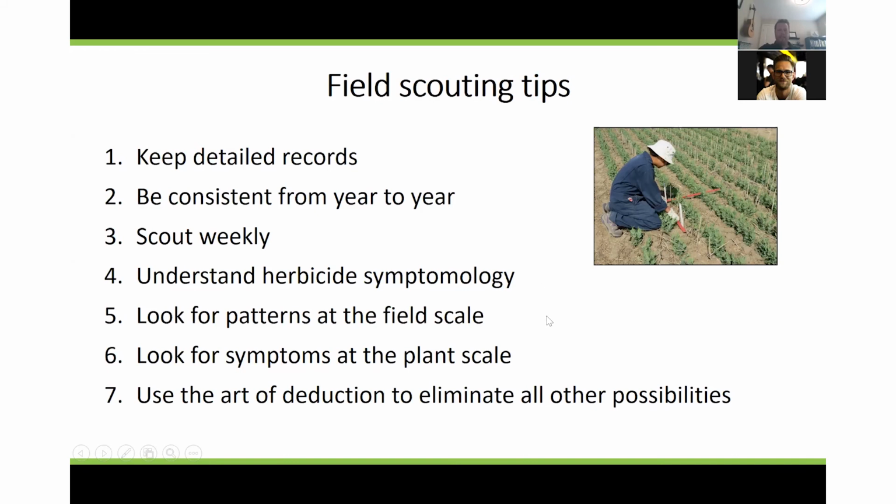So in addition, understand the symptomology of the herbicide mode of action that you used in the field. So what are you looking for, and how long does it take to actually see those symptoms? With a herbicide like glyphosate, for example, complete symptoms may not show up for 3 weeks. Then looking at, again, patterns at the field scale, but also at the plant scale, and using the art of deduction. So as I mentioned, there's several different factors that can lead to a loss of control when you use a herbicide. And it's only when you actually rule out many of the environmental and application factors that you can actually suspect that those populations are herbicide resistant.